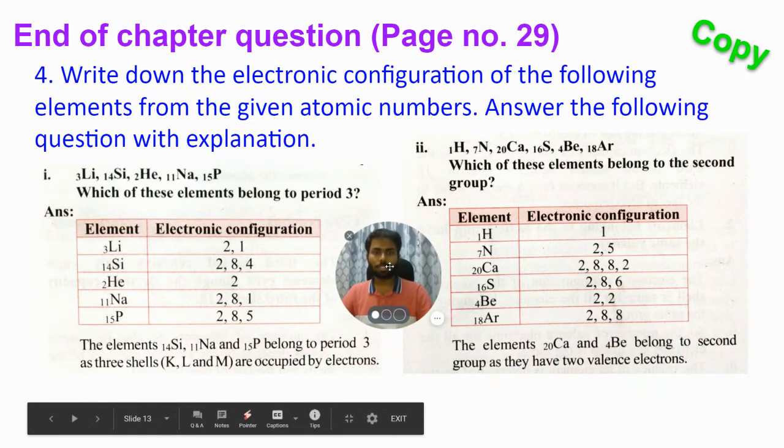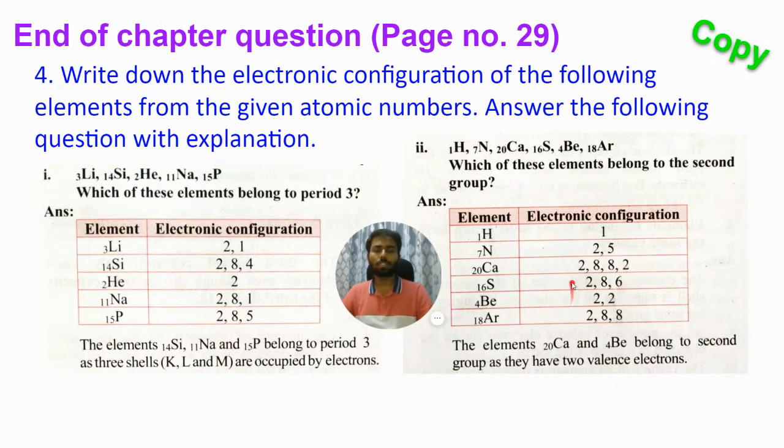Next, again I'm not going to explain the electronic configuration. The question is which of these elements belong to the second group. Again, for the second group, the number of electrons in your last orbit should be 2. So which ones have 2 electrons in the last orbit.